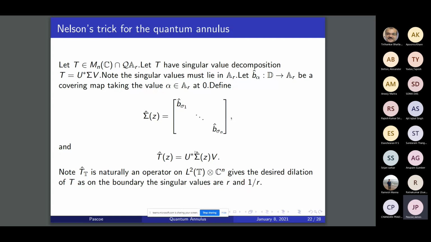And so then we can view this T hat of z as an operator that is a direct integral of the operators for each z equals e to the i theta. And those operators have singular values r and 1 over r.